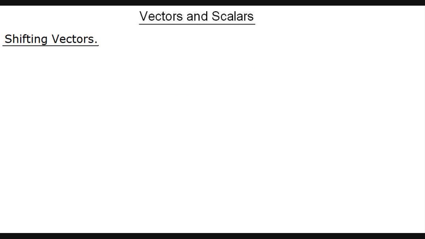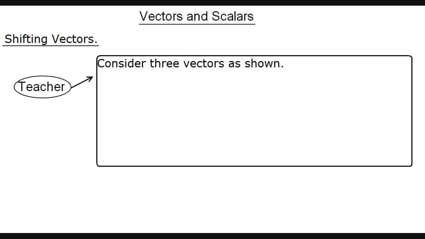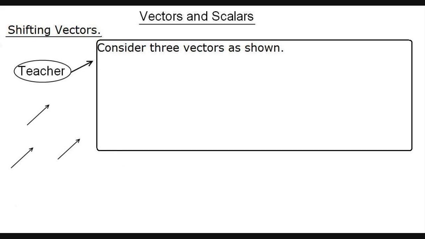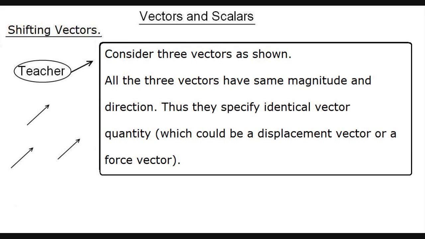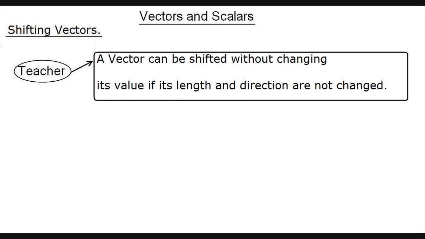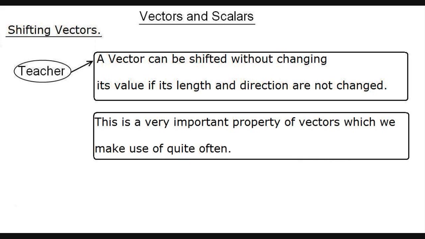We will now discuss the concept of vector shifting. Consider three vectors as shown. All the three vectors have same magnitude and direction. Thus they specify identical vector quantity, which could be a displacement vector or a force vector. A vector can be shifted without changing its value if its length and direction are not changed. Therefore, the vector shown can be moved to another place if its direction and magnitude are not changed. This is a very important property of vectors which we make use of quite often.